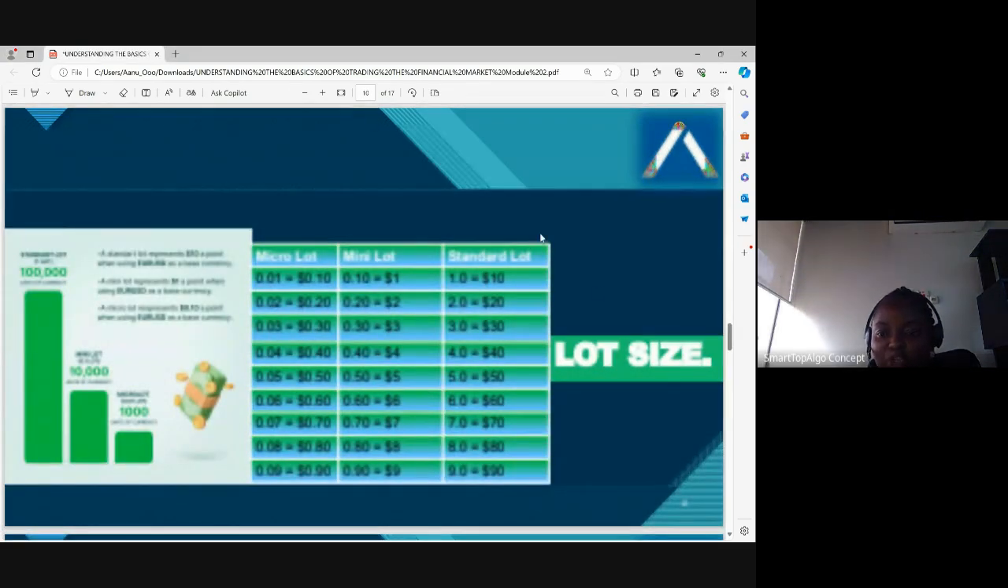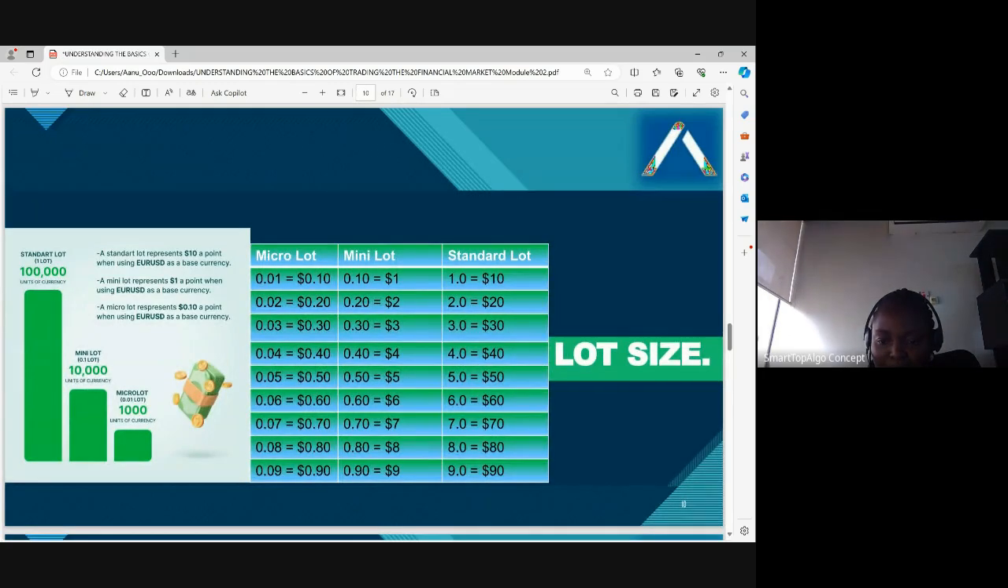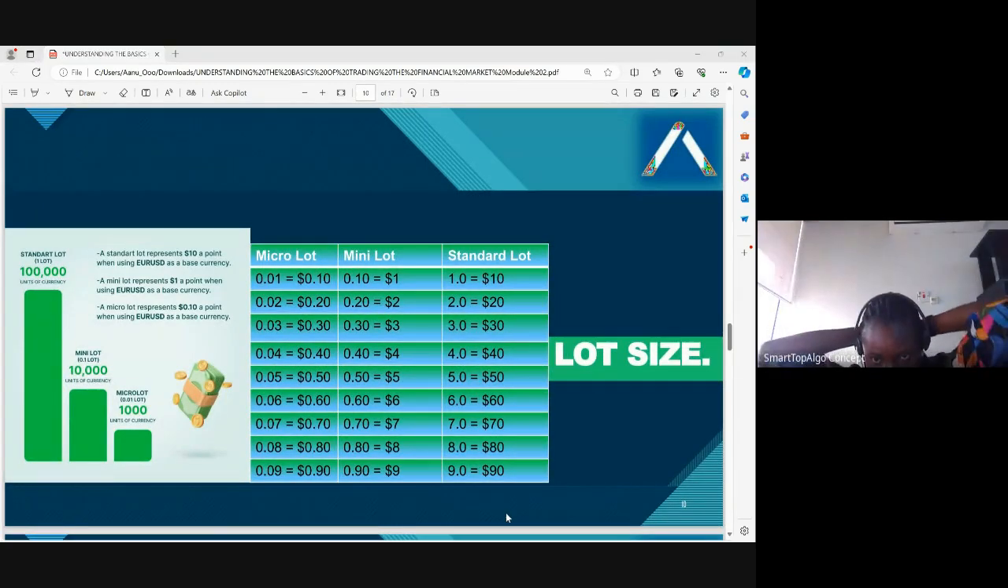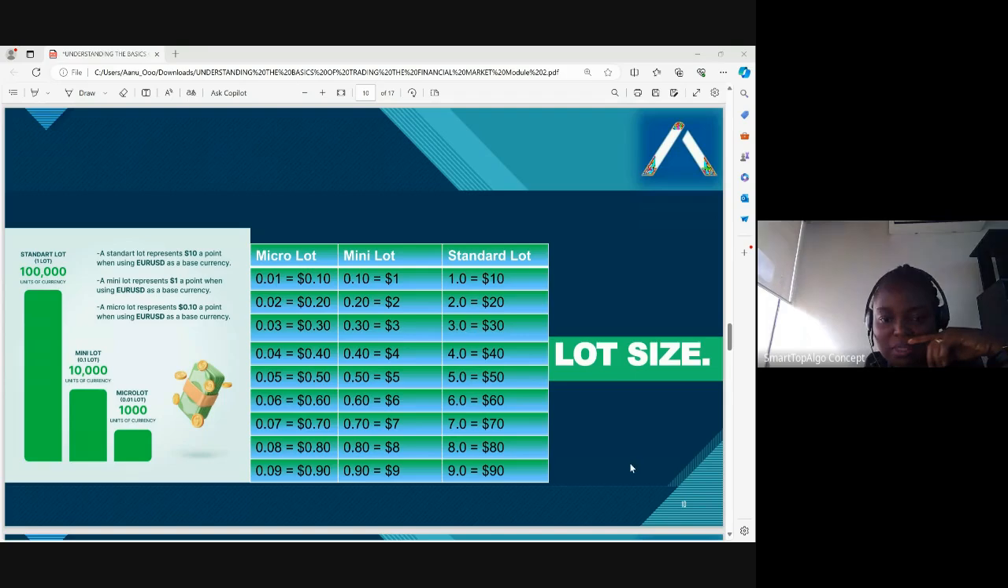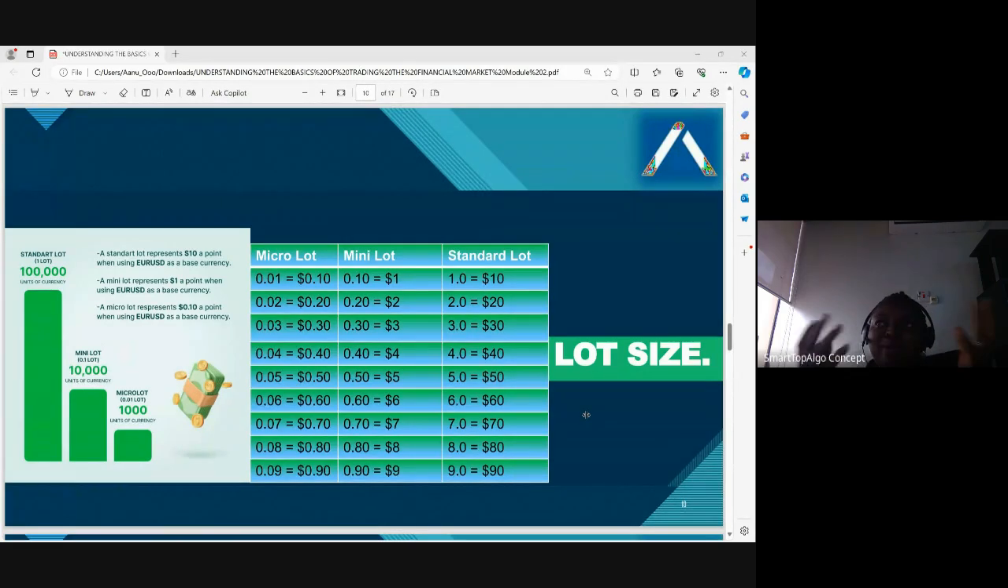Okay, now let's go to the next topic, which is lot size. Now, what is lot size? What exactly do we mean when you see the word lot size? Basically, lot size is the unit of measuring a transaction amount. Now, let me use an example.